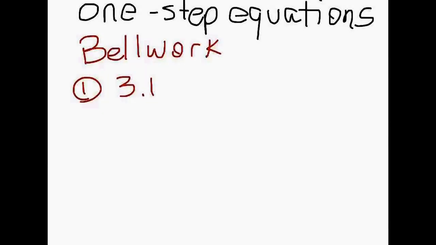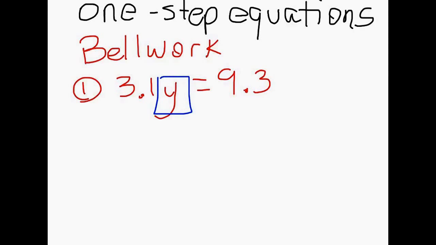So we'll start off with our bell work. I'm going to do it right in your notes with you. Our first problem said 3 1/10 times y equals 9 3/10. And we want to get that y alone. Our goal is to get the y isolated.